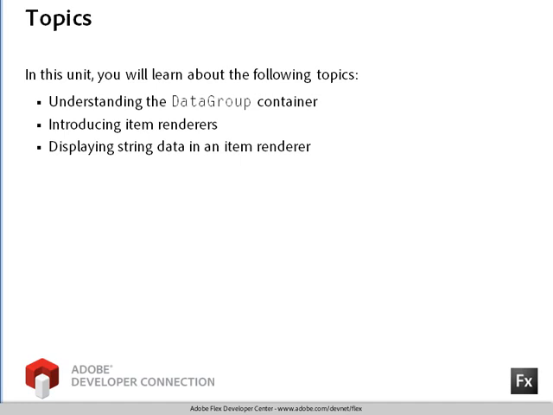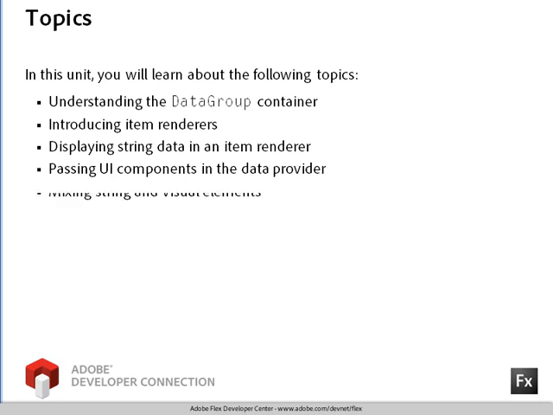You will first learn how to display string data in an item renderer, and then you will learn how to pass visual UI components in the dataset. Lastly, you will create an item renderer that can perform a conditional check to dynamically determine the appropriate item renderer to display both types of data.